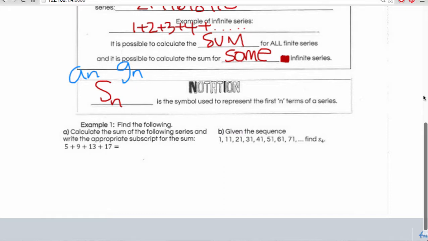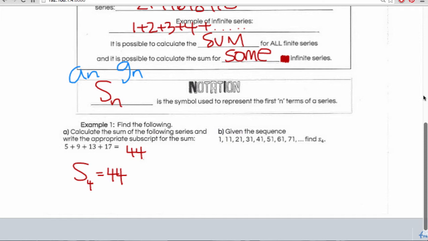So, for example 1, we have to calculate the sum of the following series and write the appropriate subscript for the sum. Now we've got something like 5 plus 9 plus 13 plus 17, which we can add up. There's only 4 numbers. And that's actually going to be 44. Using new notation, however, we can say that the sum of the first 4 terms is 44.